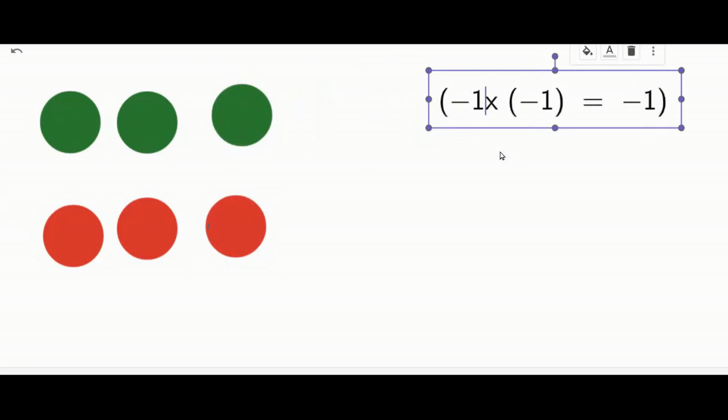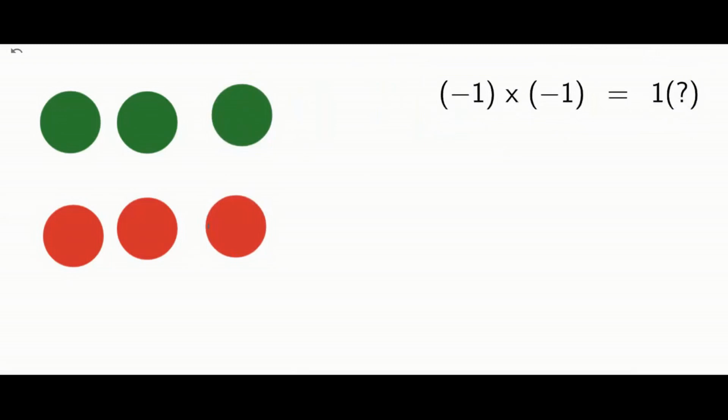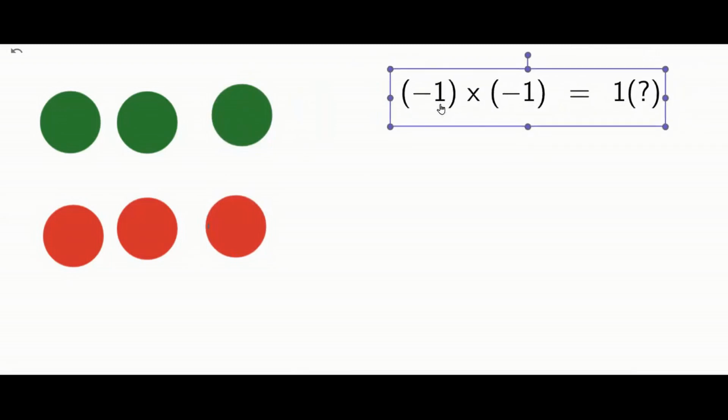Now, let's try the final one, the one that we really want to understand. What would that mean? Well, I'm not going to write 1 here yet. Let's put a question mark here. I don't know if it's 1 because that's what we're trying to figure out, right? What would the left-hand side mean? It simply means I am taking away a red dot from you.